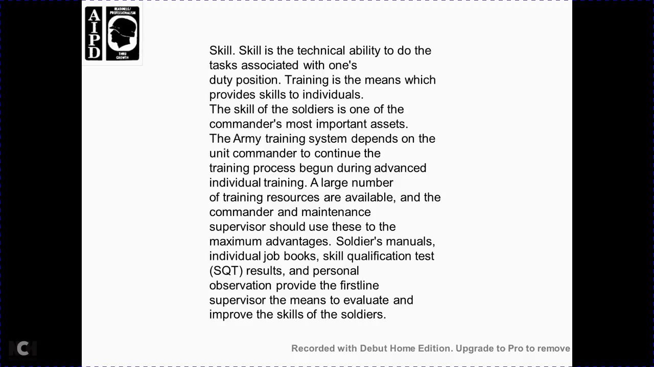The soldiers achieve the commander's most important aspect of army training, which depends on the unit commander to continue with the training program begun during the advanced individual training. A large number of training sources are available to the commander and the supervisor, which should be used to maximum advantage: soldier manuals, individual job books, skill qualification testing, and results of personal observation provided by the first line supervisor as a means to evaluate and improve the skills of the soldiers.